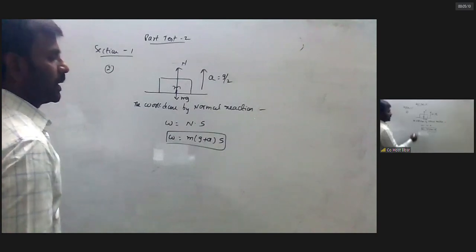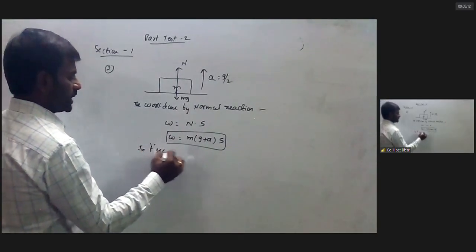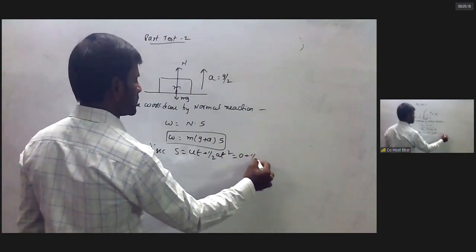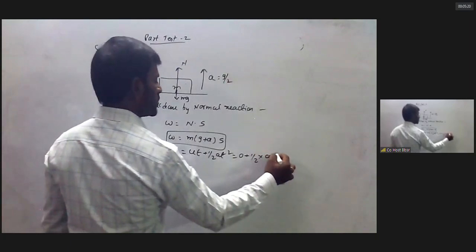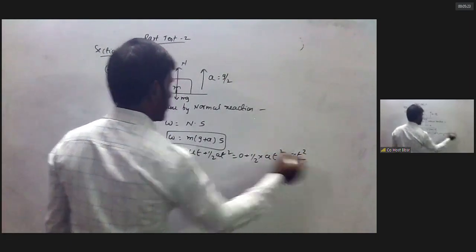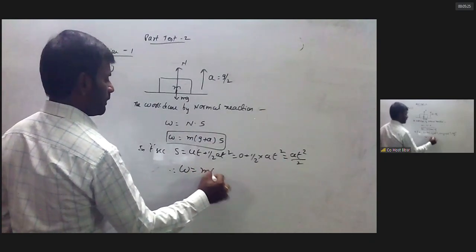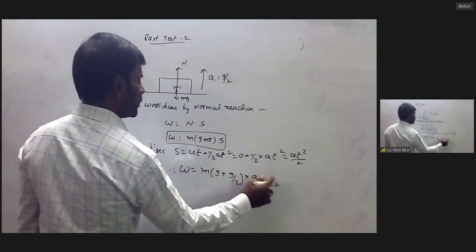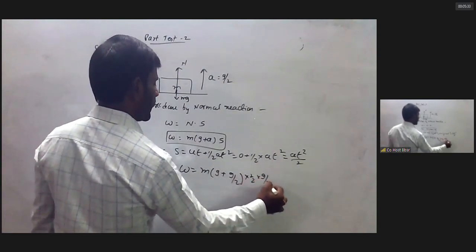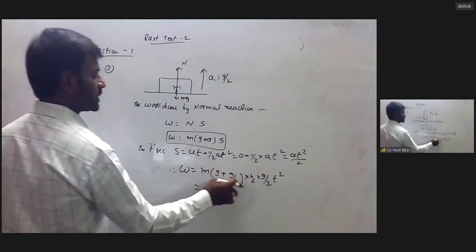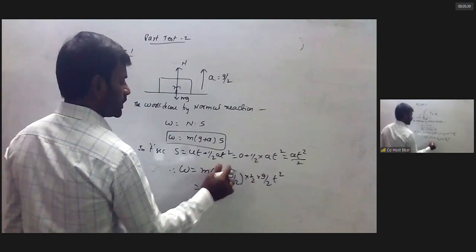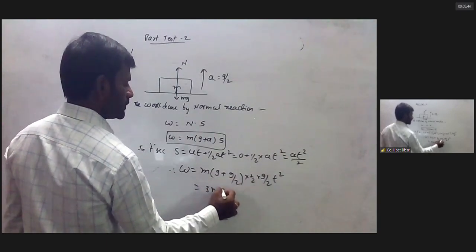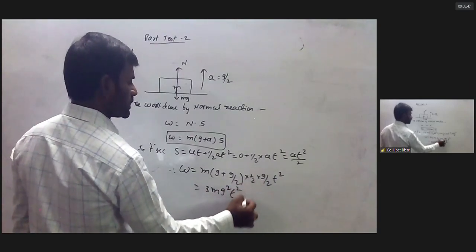Okay. Now you see, in time t seconds, S is equal to ut plus half at square, 0 plus half into a into t square. So S is at square by 2. Therefore, W equal to m into (g plus a), value how much, Nana? g by 2 into half into g by 2 into t square. You'll get 3 m g square t square upon 2 to the 4 to the 8.